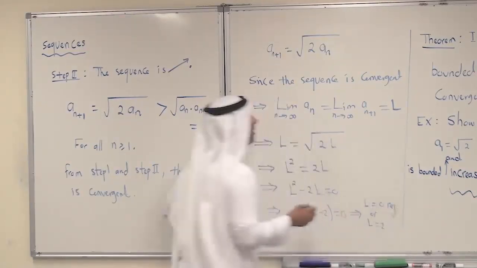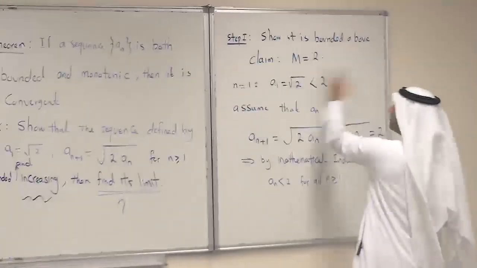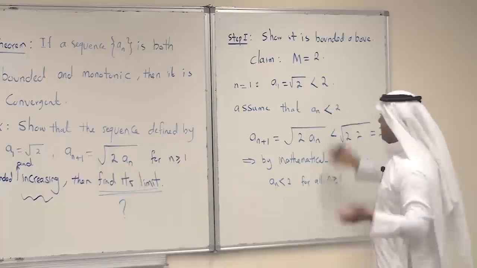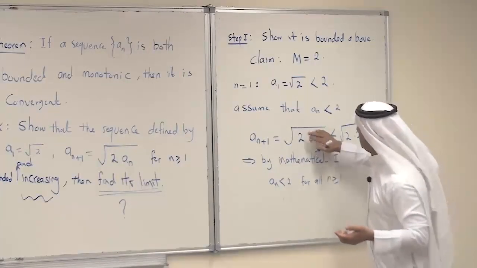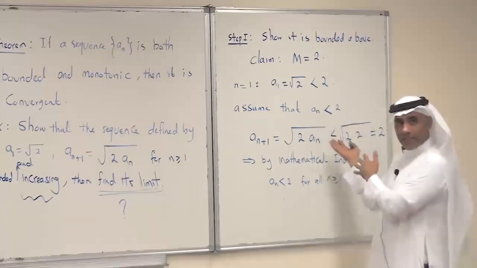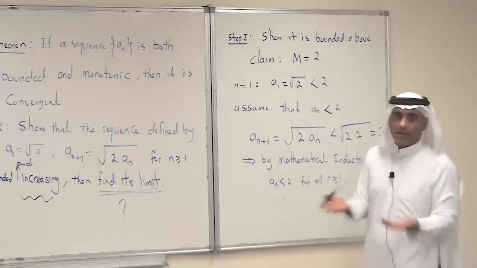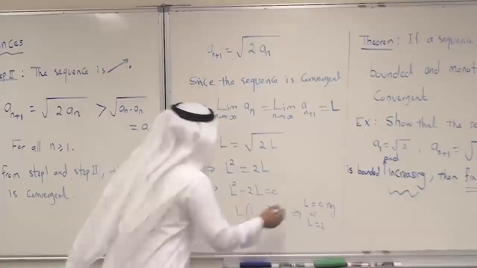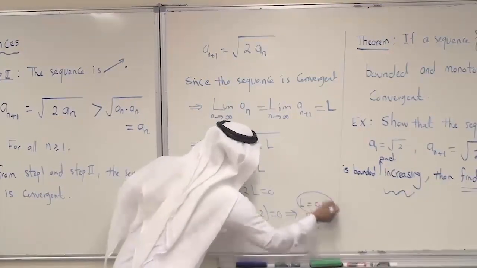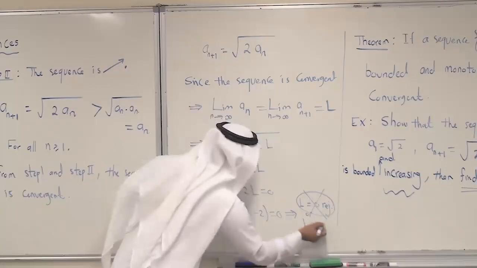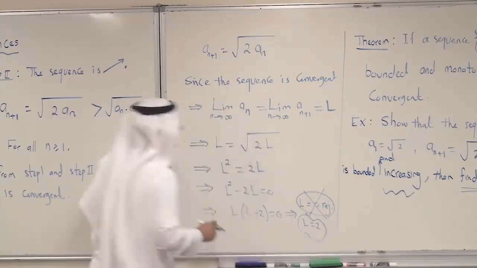Why? Because we have a sequence whose elements are always greater than 0. It is starting with radical 2, then radical of 2 times radical 2, then radical of 2 times radical of 2 times radical 2, etc. So all of them are non-negative, positive strictly. So in that case, this one is rejected because at the end we cannot have the limit equal to 0. So what is the final answer? The final answer, the limit is equal to 2.